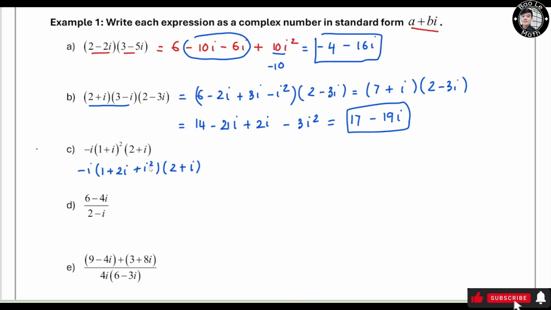Now i squared equals -1. So -1 and 1 right here becomes 0, right? So I only have negative i times 2i, which is going to be negative 2i squared, right? Times 2 plus i. i squared equals -1, so this turns out to be 2 times 2 plus i, right? Now we're going to simplify this. It turns out to be 4 plus 2i, right?